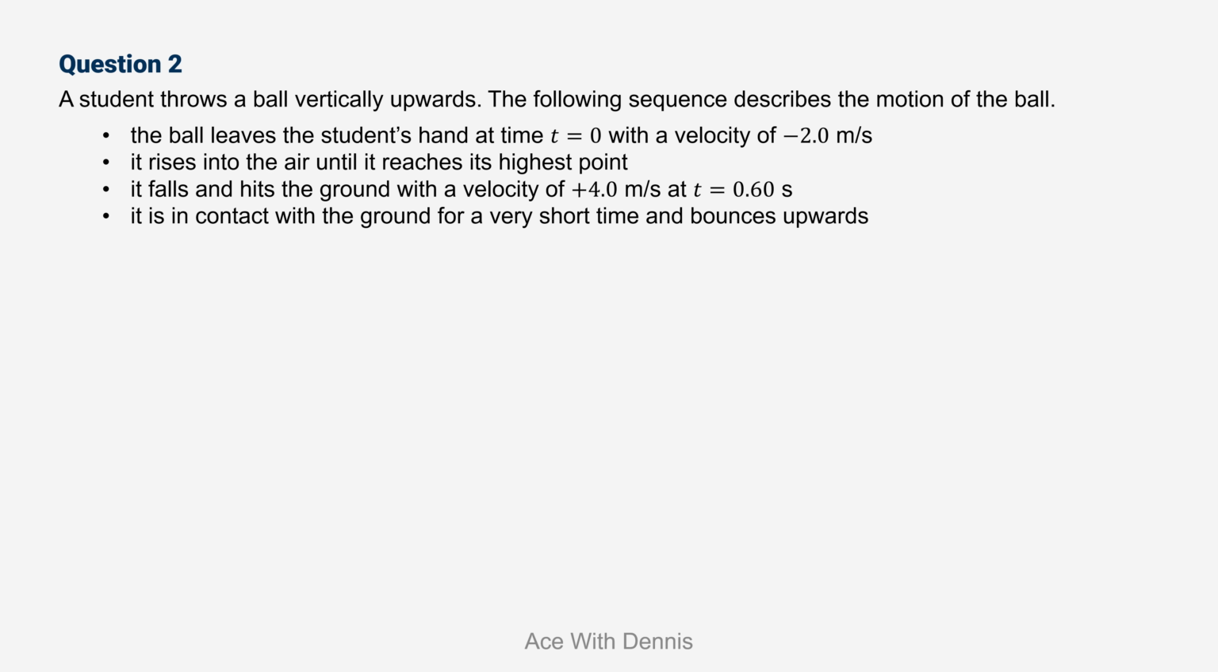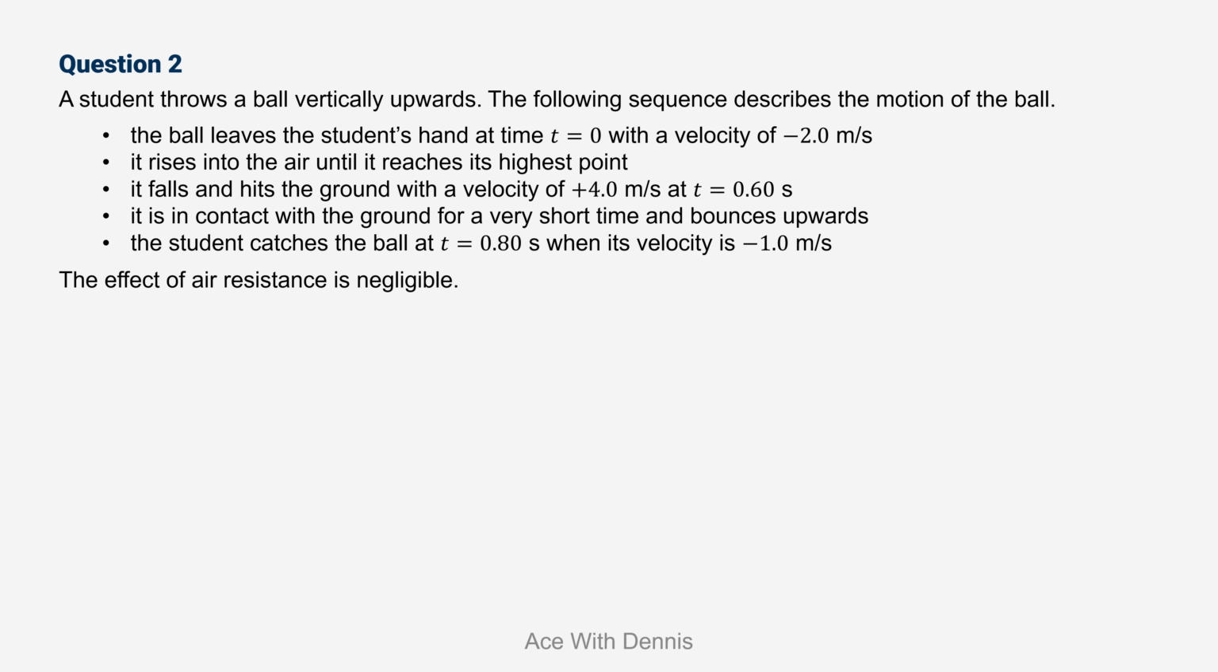It is in contact with the ground for a very short time and bounces upwards. The student catches the ball at t equals 0.80 seconds when its velocity is negative 1.0 meters per second. The effect of air resistance is negligible.